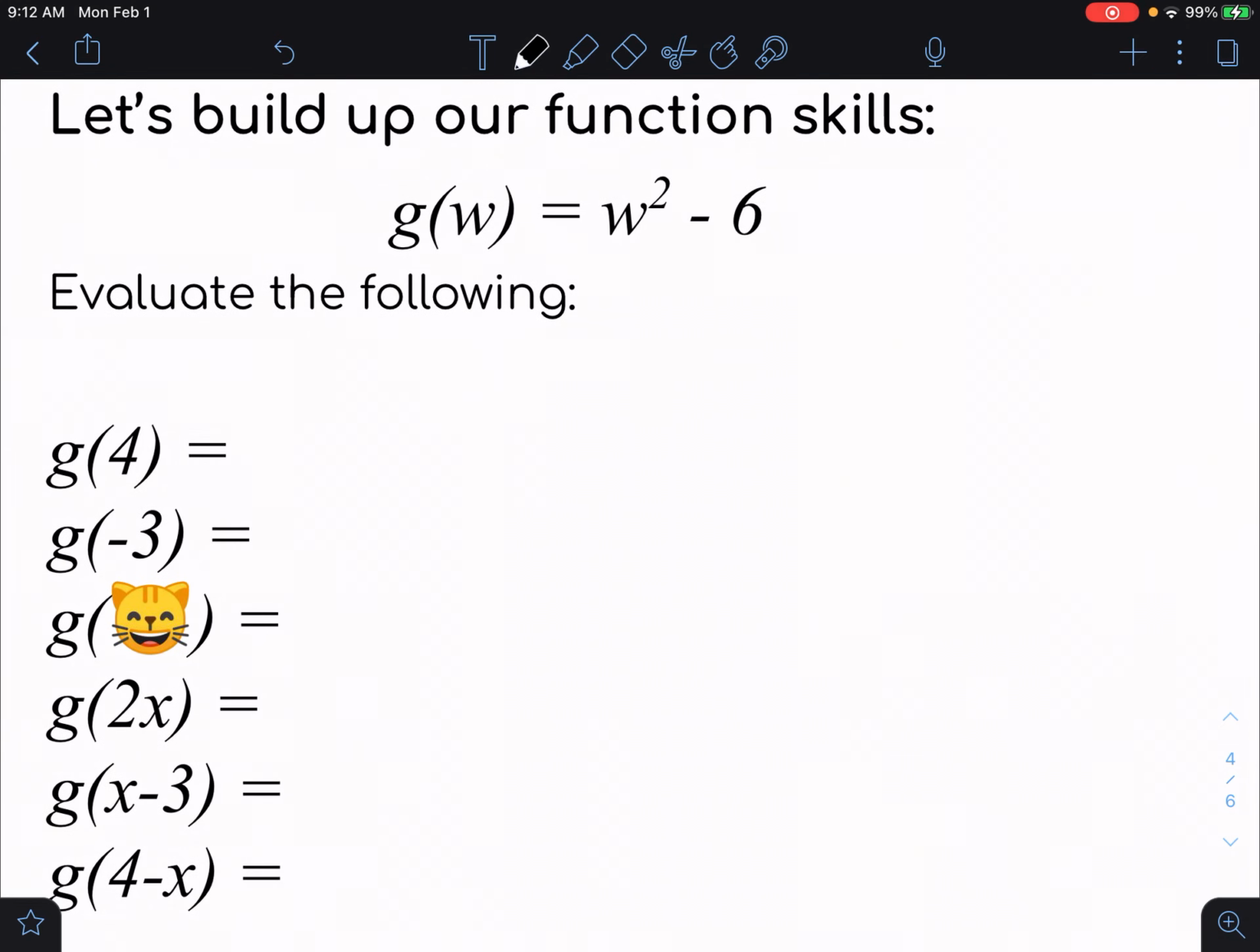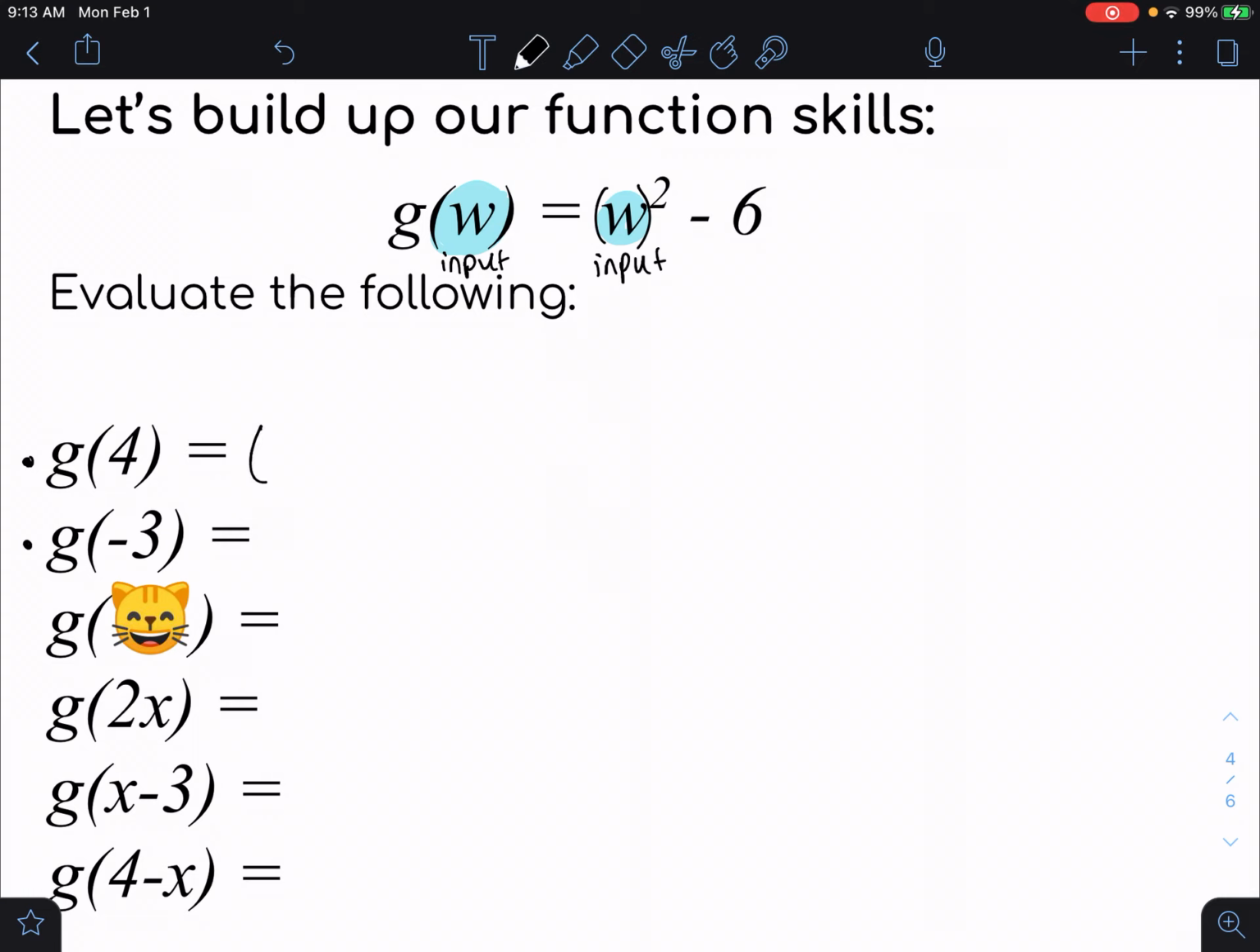I'll let you guys do these first two. Okay. Don't let the W here throw you off too much. We'll use a different color just for fun. Remember, this is the input. It can be whatever, right? It could be whatever variable. This is the input. So what we're saying is take the input, square it, and then minus 6, right?